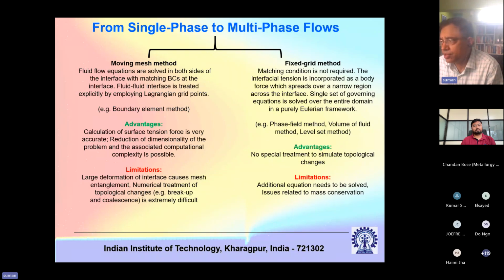Reduction of dimensionality is one of the advantages, but you have several other limitations, like it's still very difficult to compute large deformations of the interface, and this may cause mesh entanglement, etc. So some of the traditional methods work better there because they require no special treatment to simulate topological changes.